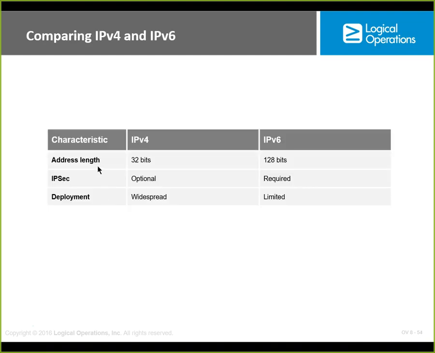The address length: IPv4 is 32 bits, IPv6 is 128 bits. IPsec, IP security, is optional in IPv4. It's required in IPv6. We can add security to IPv4 addresses, but IPv6 has security by default. And the deployment here is widespread for IPv4 and limited for IPv6. It is limited, but it's becoming more and more available.